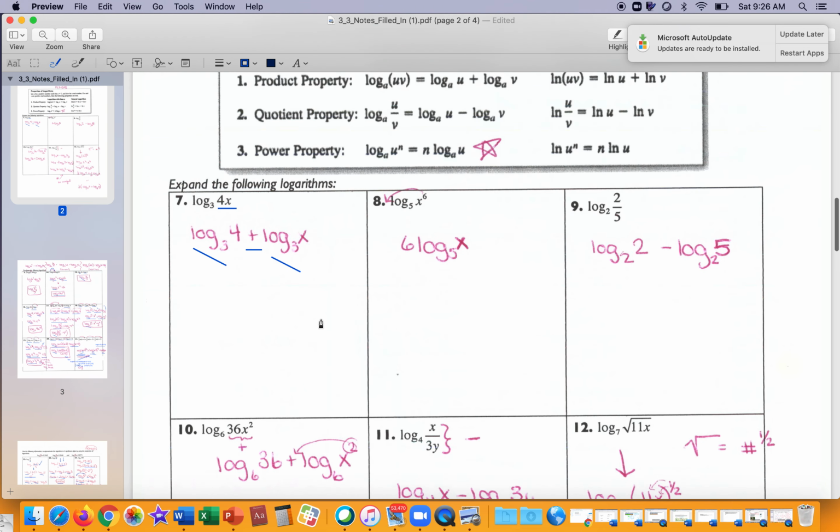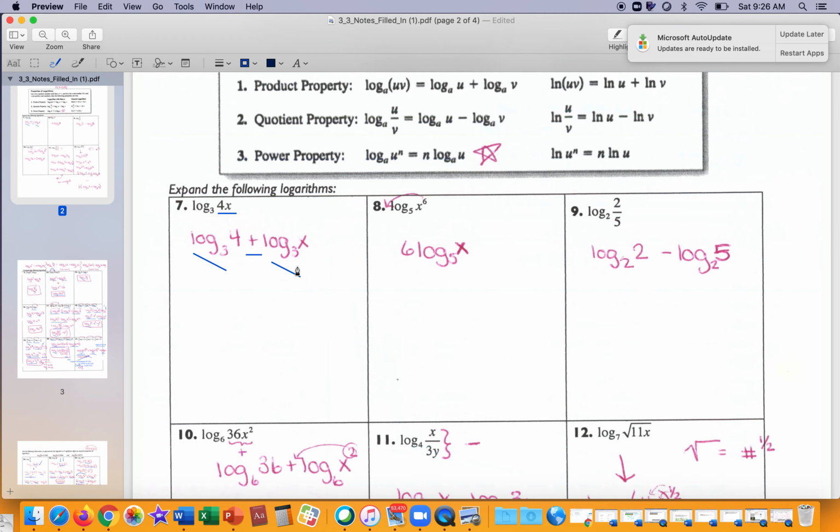And then I'll take a minute to go over one of these. So when we are expanding, right, we see one log, so we want to see more than one. We break apart multiplication, 4 times x, with addition. Log base 3 of the first value, 4, plus log base 3 of the second. 8, we bring down that power in front. So we have 6 times log base 5 of x. Nothing more to do.